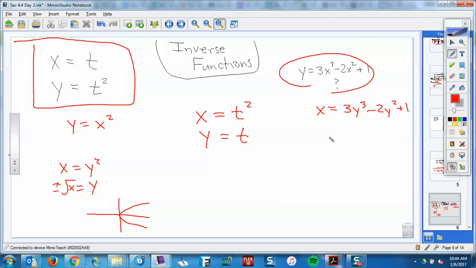But what would we do? To do it normally, we just do x equals t and y equals 3t cubed minus 2t squared plus 1. That'd be the normal cubic graph, and then we just interchange those. x equals 3t cubed minus 2t squared plus 1, and y equals t. We just interchange those, and that would be the inverse of that function. Okay? So parametrics can just be a neat way to graph that.